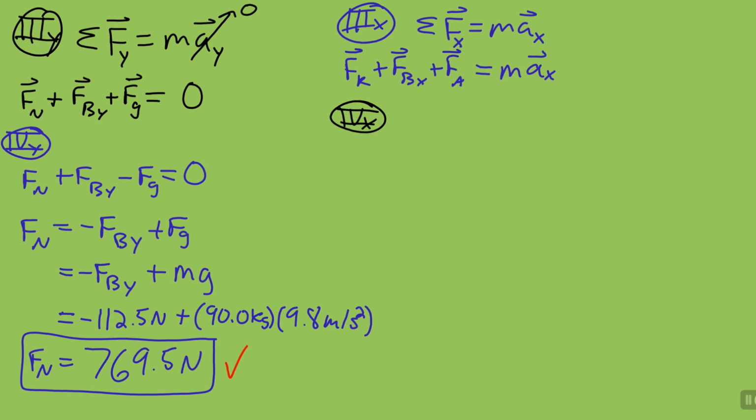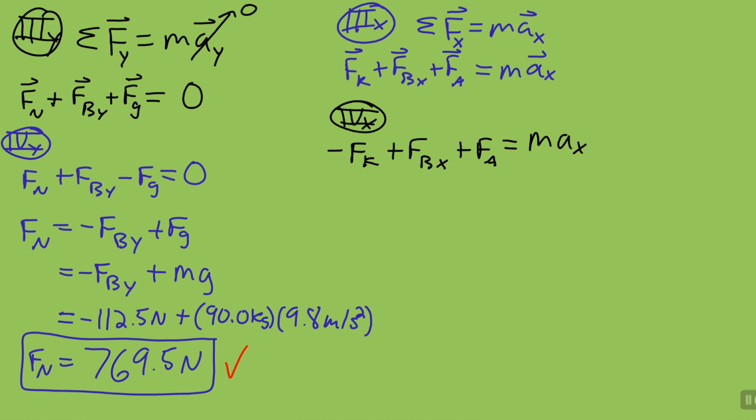So I come back here. This is going to become minus f sub k, no hat, plus f sub bx, because it's going to the right, plus f sub a, that's also a plus because that's going to the right, is equal to m a sub x. And it's a little point, but I actually have to guess which way we're accelerating. I'm going to guess we're going to the right, which means a sub x, when I take its hat off, also gets a plus.